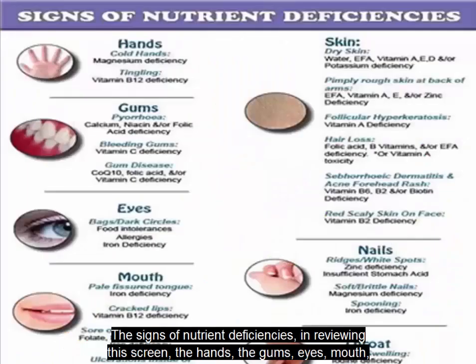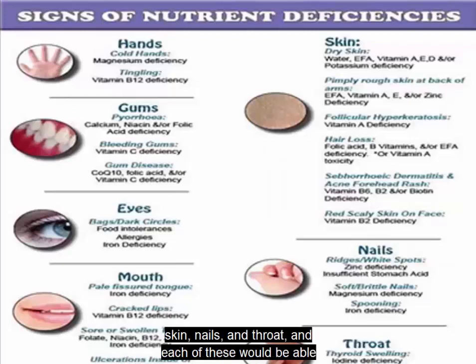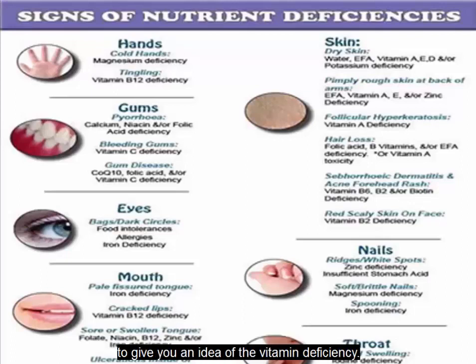The signs of nutrient deficiencies, reviewing this screen: the hands, the gums, eyes, mouth, skin, nails, and throat. And each of these would be able to give you an idea of the vitamin deficiency.